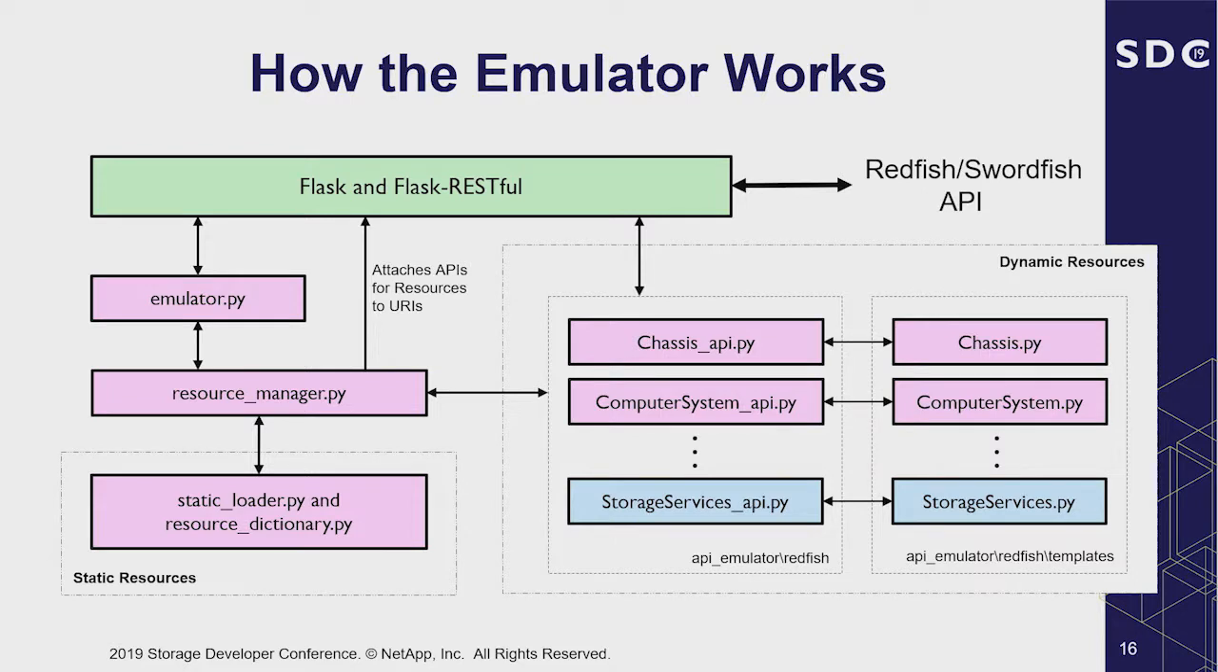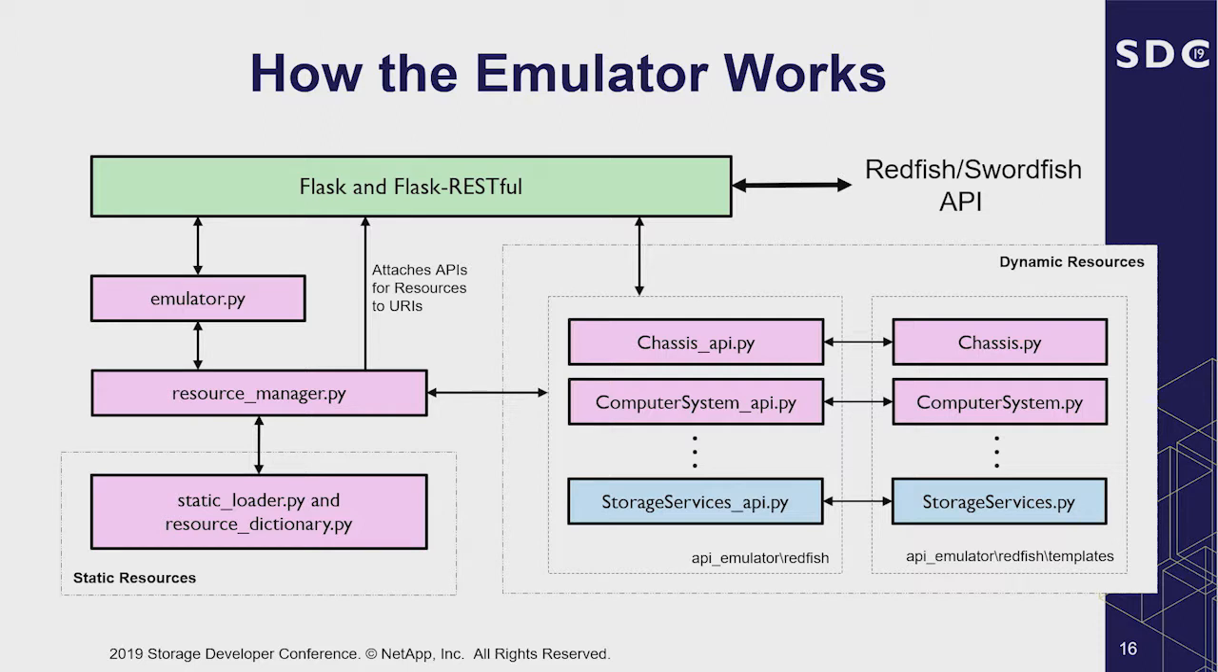So when emulator.py starts up, it does some housekeeping, which includes waking up Flask and Flask RESTful and says, here comes the stuff. And then it wakes up Resource Manager. Remember, this is the thing that knows between static and dynamic. Okay? That's also where the service root lives. That's in that file, literally. Down toward the bottom, you'll find the service root. And it knows exactly where to go to get what. So that means it knows which things are static and which things are dynamic.